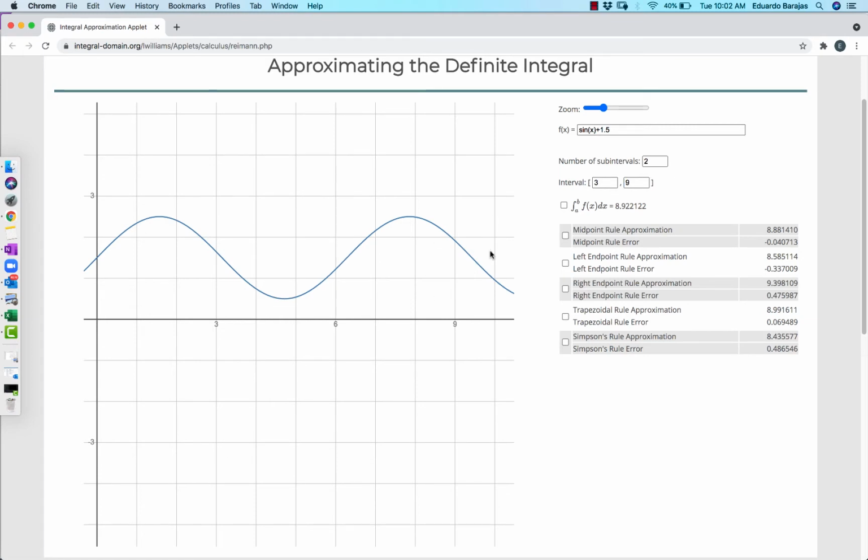From 3 to 9. So we would be interested in this area right there in gray. That would be the exact area in gray. But we're going to approximate it. So let's approximate it by starting with 2, and let's use the midpoint rule.